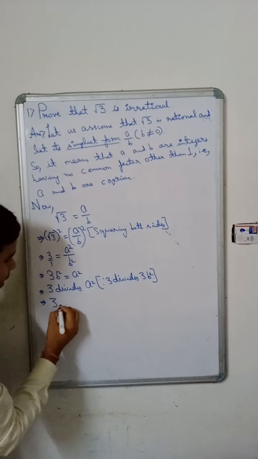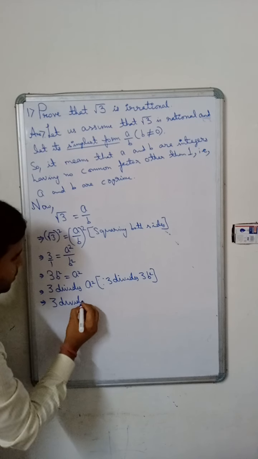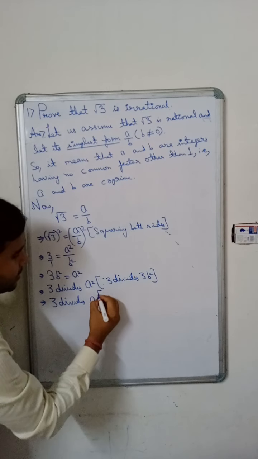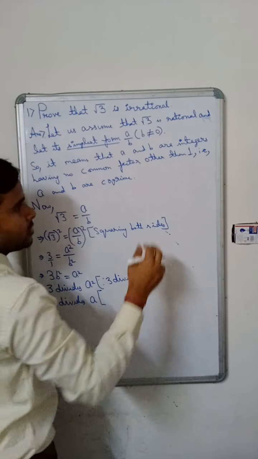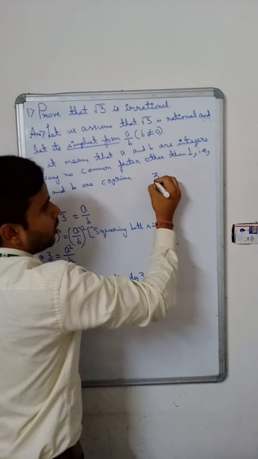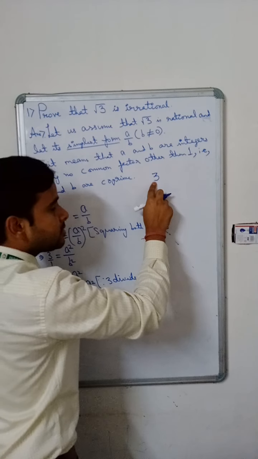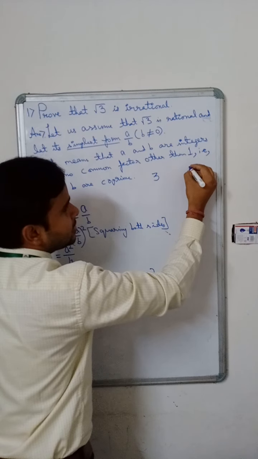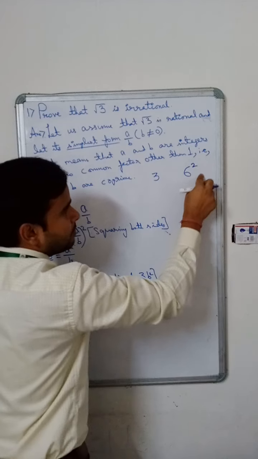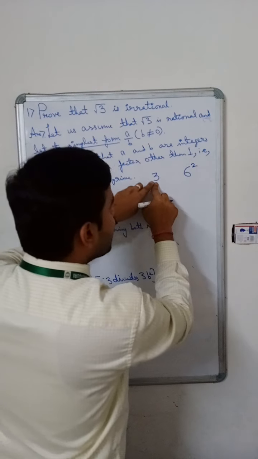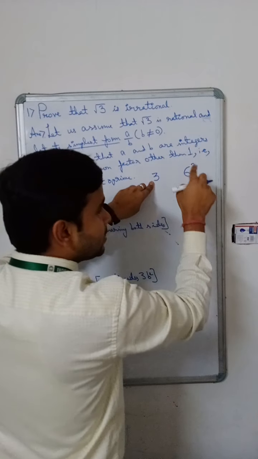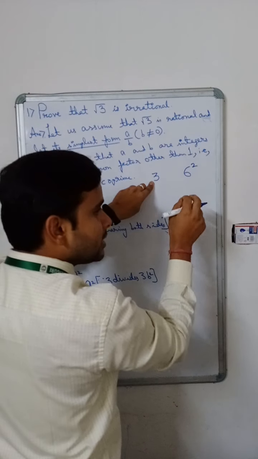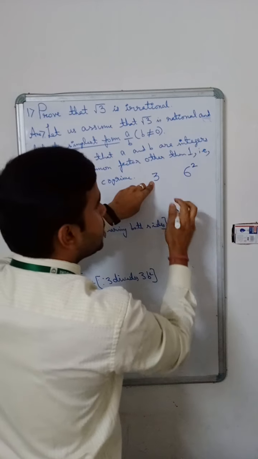In the next step, I can write that 3 divides a. Now what is the reason 3 divides a? This line is very, very crucial, so everyone just note down. Now tell me, what is 3? 3 is a prime number. Yes. Now what is 6 square? This is a perfect square. Do you all agree that 3 divides 6 square, that is 36? Yes, because 36 when divided by 3 is completely divisible and the remainder is 0.